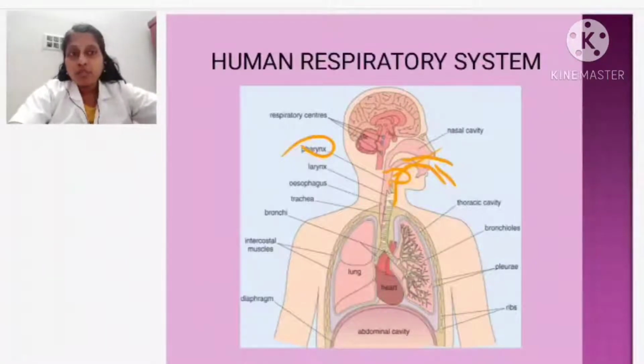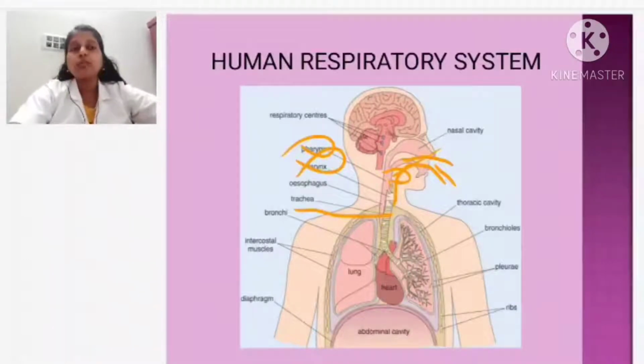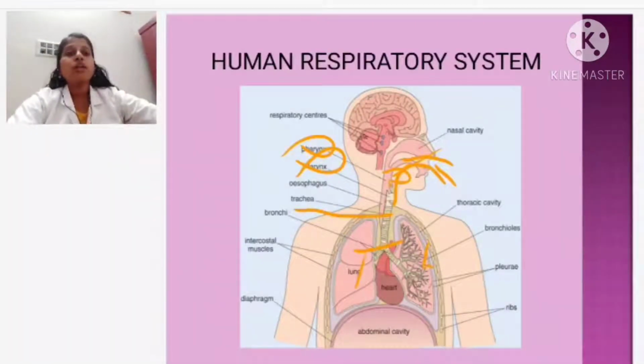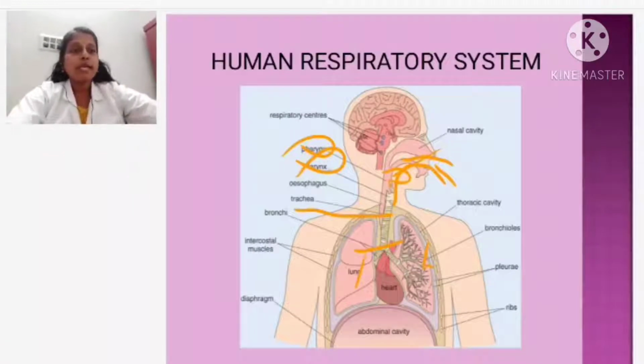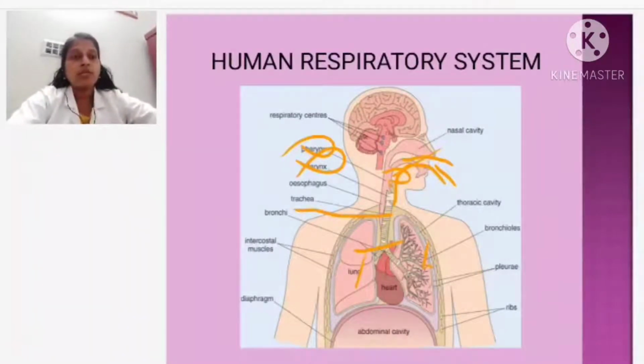Thereafter, the air moves into the larynx. Then it will move into the trachea. Thereafter, the air is moving into the bronchi. So, this part we call the bronchi. Then the air will be moving into the lungs. Okay. So, if you are drawing, I will just make it more clear for understanding. Okay.